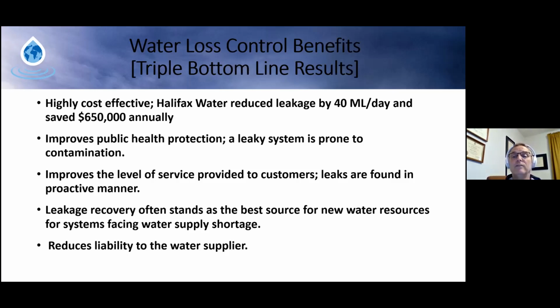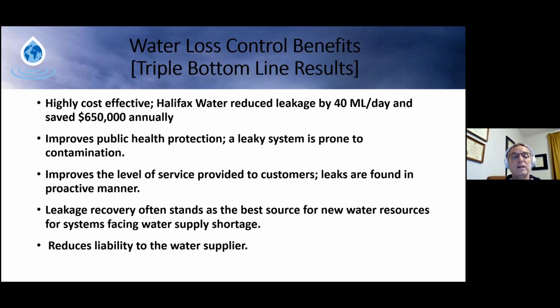Right now, Halifax Water is saving $650,000 a year by having this modern leakage control program. And when they started, they were inputting around 170 million liters per day, and now they're down to 130. So they've captured 40 million liters per day in leakage. So that represents a lot in terms of environmental stewardship.